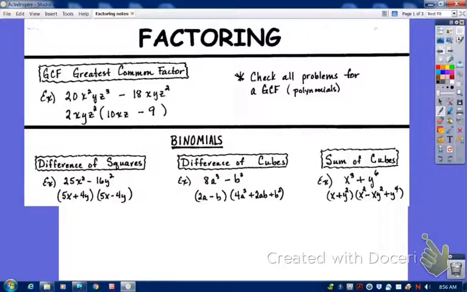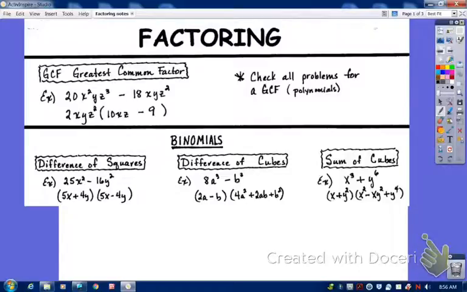Okay? Factoring is really dividing. So you're dividing out a 2xyz to the second from both of your original terms. So you say 20 divided by 2 is 10. X squared divided by x is x. Y divided by y cancels. Z to the third divided by z squared is z.